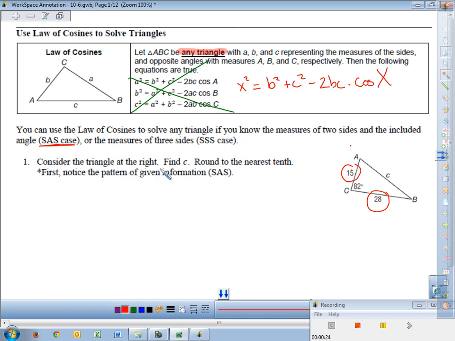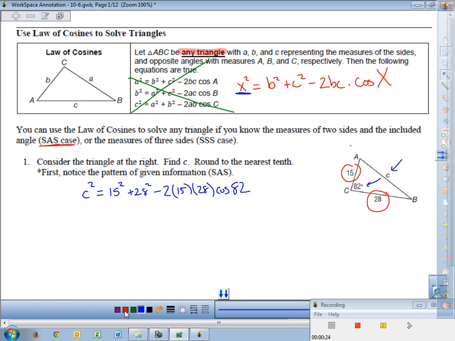So consider the triangle at the right. Find little c, round to the nearest tenth. Well, they want me to find this little c. This is what I don't know. It's a side length, so that's basically this in this problem. Little c squared will equal. B and c are the two other side lengths, so it doesn't matter which one's which. 15 squared plus 28 squared minus 2 times b times c, where remember b and c are just those two side lengths. Was it 28? And then times the cosine of the angle measure that's across from the side you're looking for, which is 82.